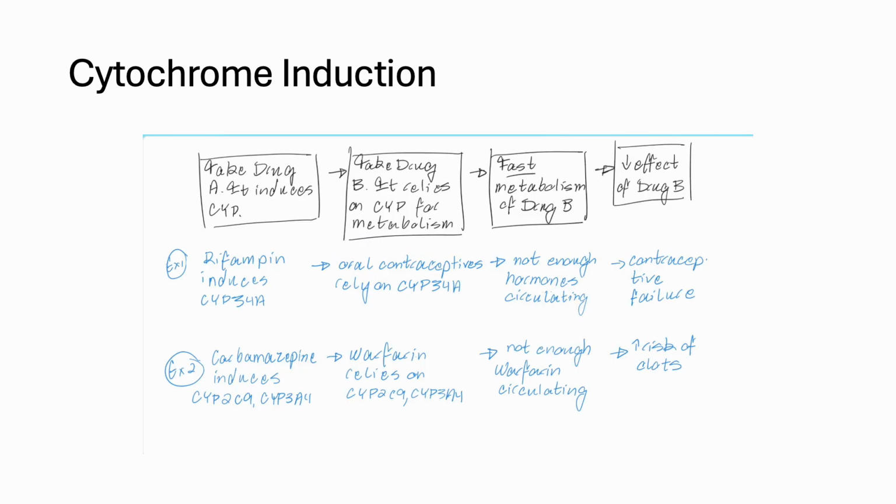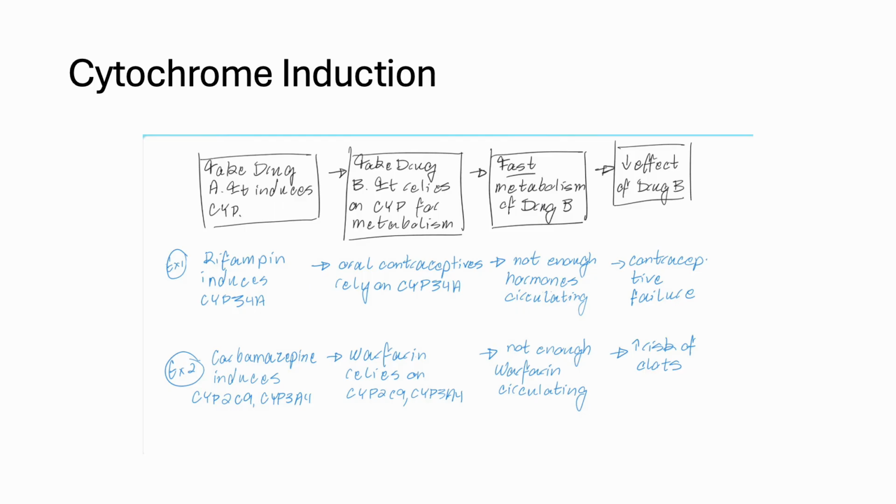Cytochrome induction. There are some medications that supercharge the cytochrome P450 enzymes. It makes them work more, it makes them work faster. So you took drug A and it induces cytochrome. And then you took drug B, and drug B relies on cytochrome. So now you have cytochrome P450 that is supercharged. They are working so fast and so hard. So drug B is going to be super metabolized. It's going to be broken apart and made inactive super quickly. So you're going to have a decreased effectiveness of drug B.